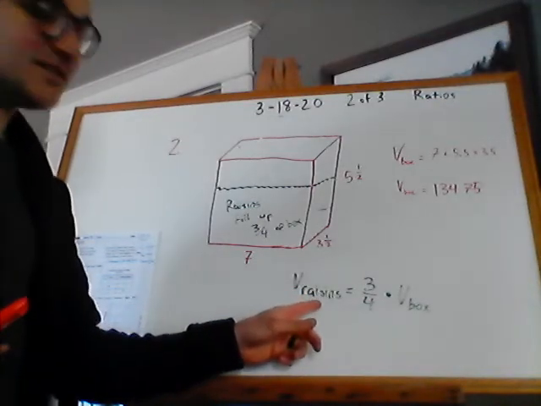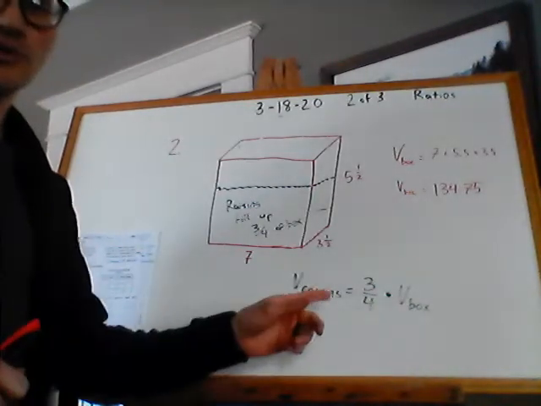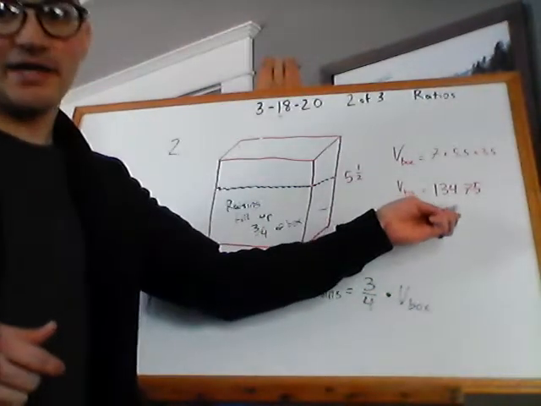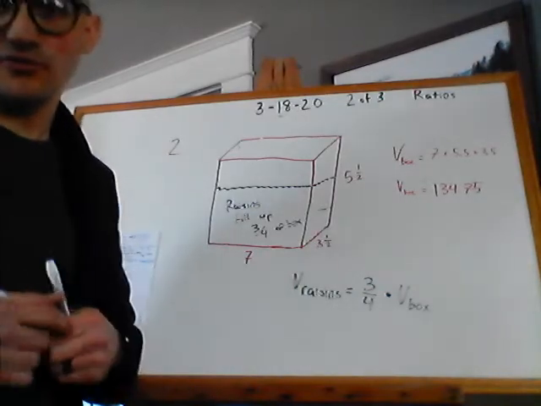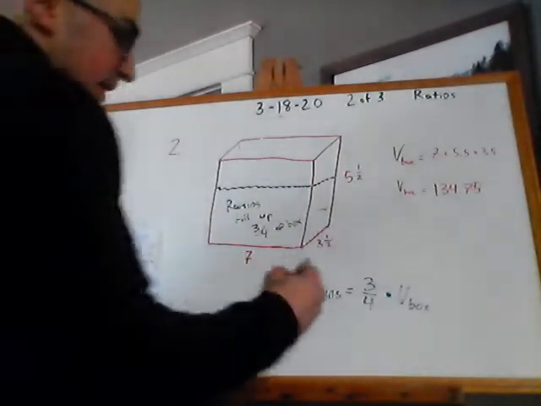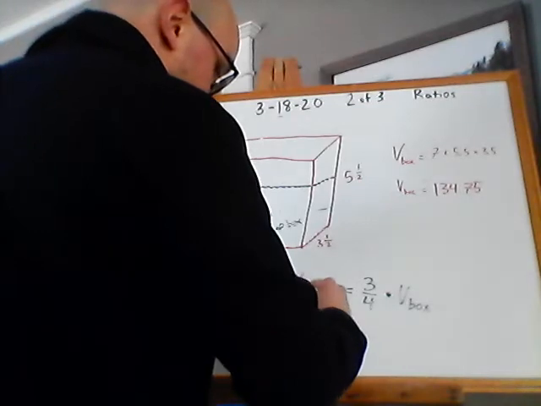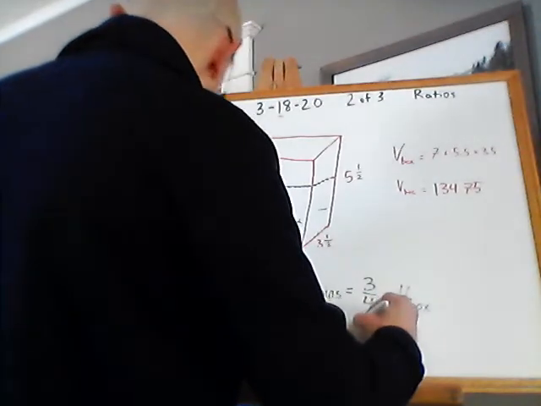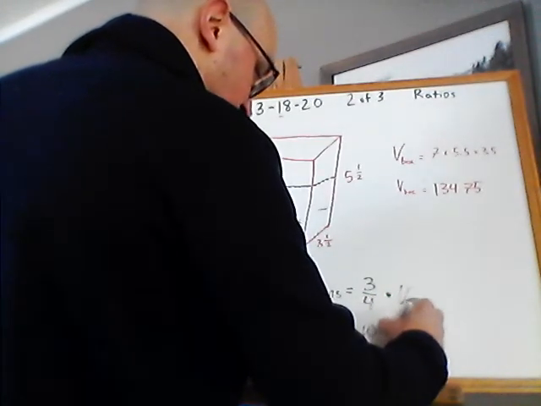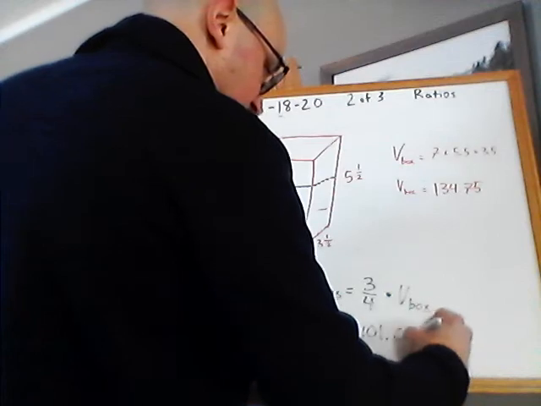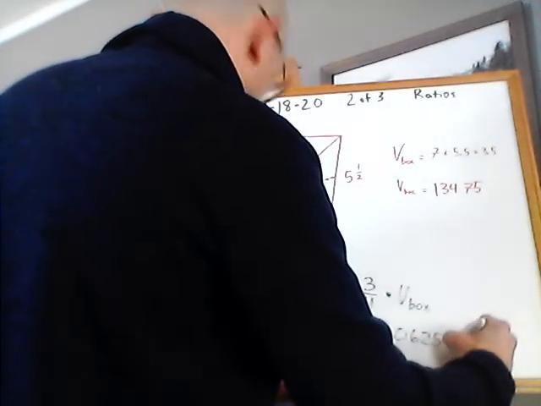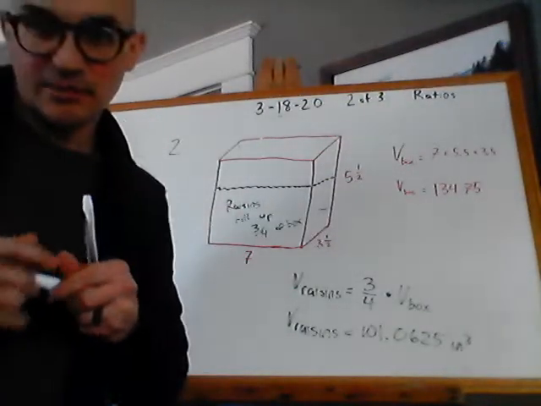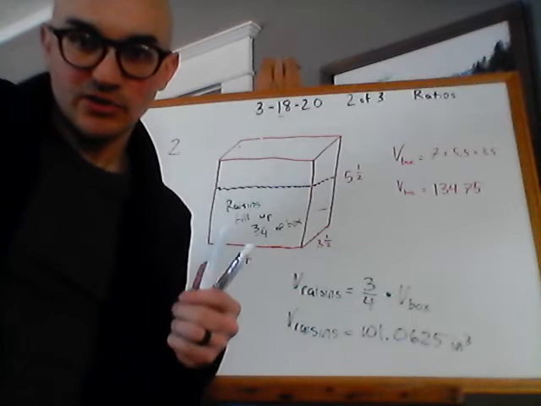But volume of raisins here is 3/4 the amount of the volume of the box. We represent that with the operation multiplication. So then we just multiply 3/4 times 134.75 there. And our answer for volume of raisins, once again, this is definitely a calculator, and we get an answer of 101.0625 inches cubed.